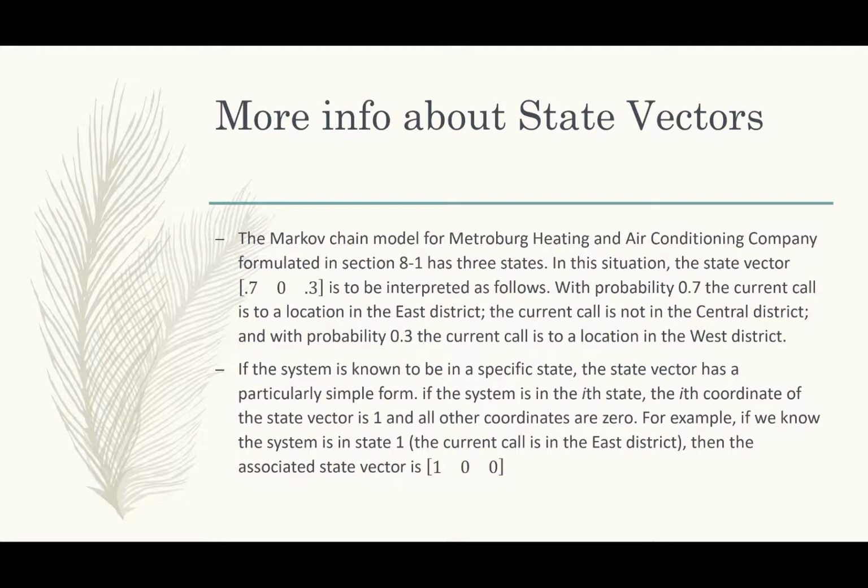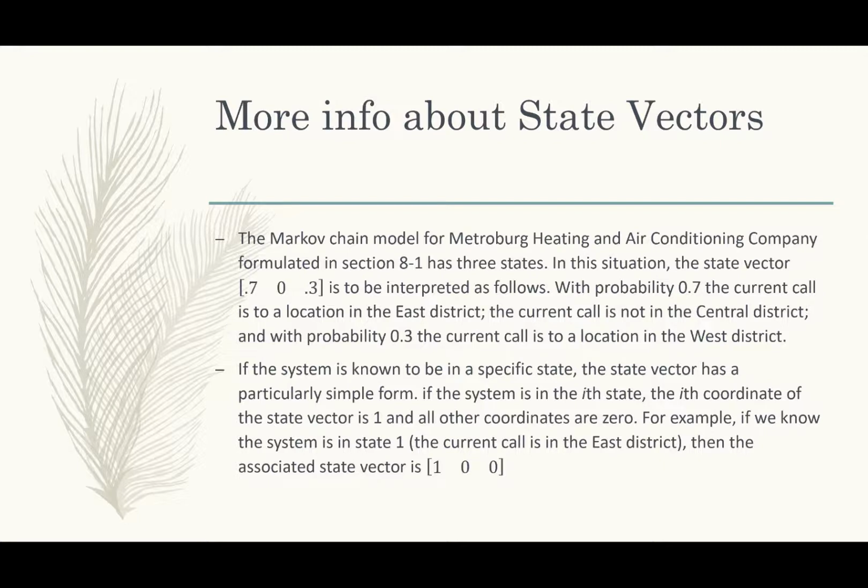So 0.7, the first one, is a 0.7 probability, or 70% chance, that our driver is in the East District. 0 tells us that he is not in the Central District, because a probability of 0 means he's not there. There's no chance that he's in the Central District. And then 0.3 tells us that there's a 0.3 probability, or 30% chance, that our driver is in the West District. So this state vector, 0.7, 0, 0.3, is just the probability of our driver being in state 1, state 2, or state 3, the east, central, or west.